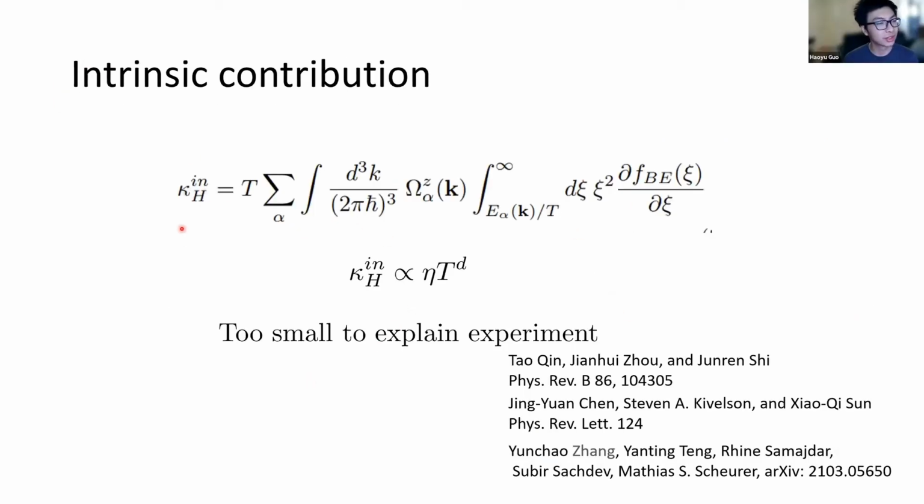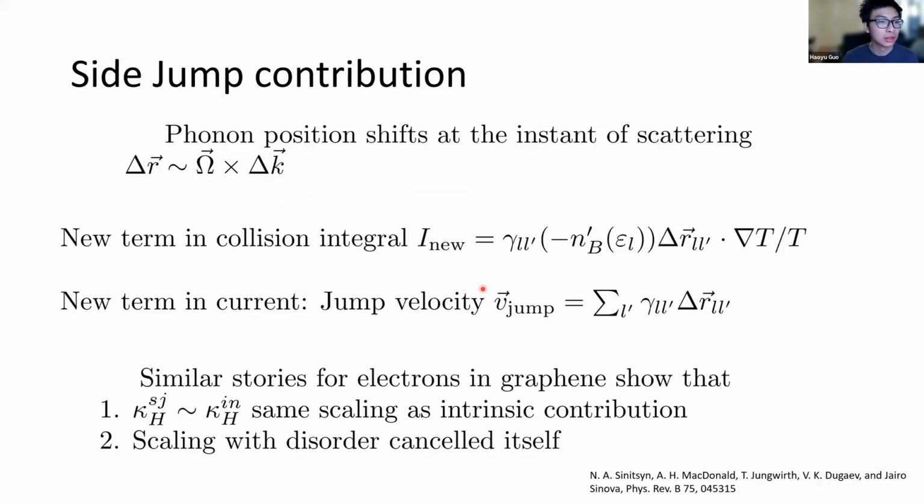Right, so let me first briefly talk about the intrinsic contribution, whose calculation has been well established in the following papers. It's basically integrating over the phonon Berry curvature with some weights. If you apply it to this problem with phonon Hall viscosity, the scaling is proportional to eta. We're looking at just linear order in eta, so it's proportional to eta times T to the d, where d is the spatial dimension, either 2 or 3.